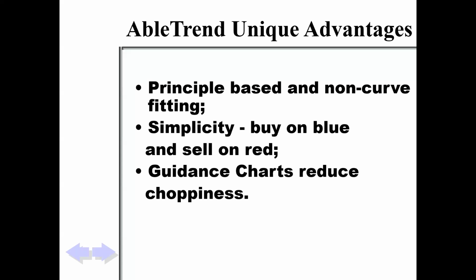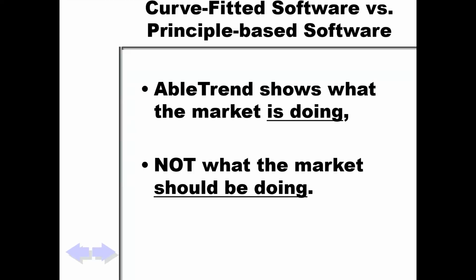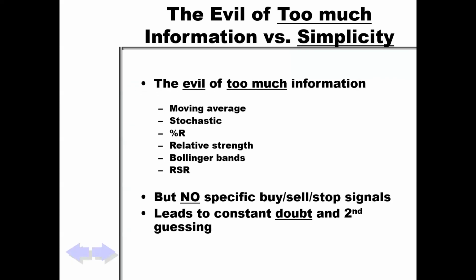It makes it really easy to see, because when it's not all the same color, let's say the 1 minute, 2 minute, 3 minute, you'll notice that's when the markets are choppy and high risk. And the best part of AbleTrend is knowing when not to trade. That's the best part of it. We have these no trade zones. It shows you what the market's doing, not what the market should be doing.